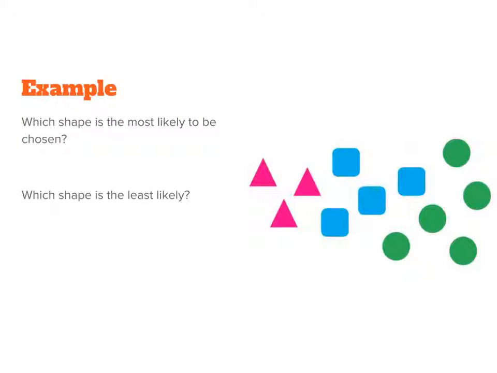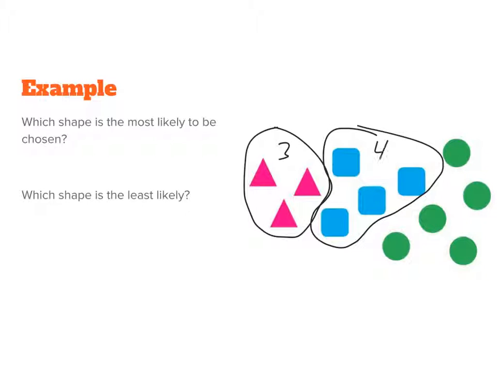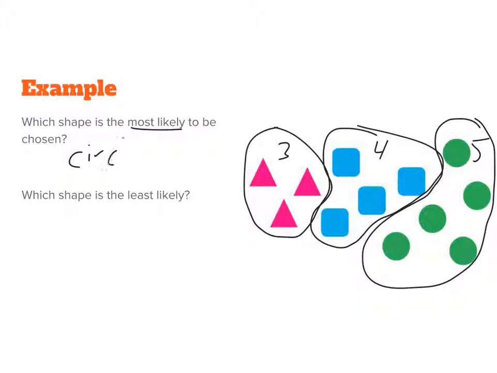Now we've got a mix of triangles, squares, and circles, and we're going to look at which shape is most likely to be chosen. Well, we need to figure out how many of each there are. For triangles, there's 3. For squares, there's 4. For circles, there's 5. So when we want to know the most likely, we want to know the one that's got the most in the total number of outcomes. Well, there are 5 circles, and that's the most. So circle is most likely to be chosen.